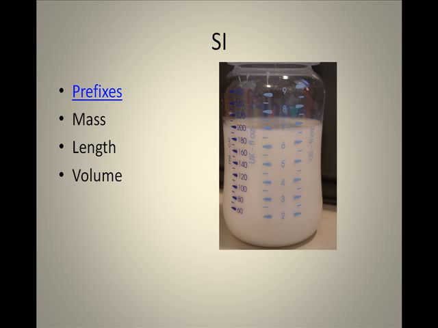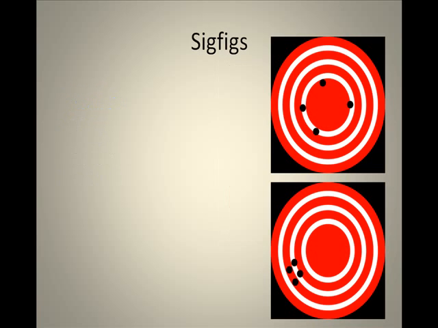Length is a measurement of distance. The base unit is the meter. Volume is space occupied, and you can see some different volume measurements on this picture. We use the liter or the milliliter, and just so you're familiar with this, 1 milliliter in the metric system is the equivalent of 1 cubic centimeter.